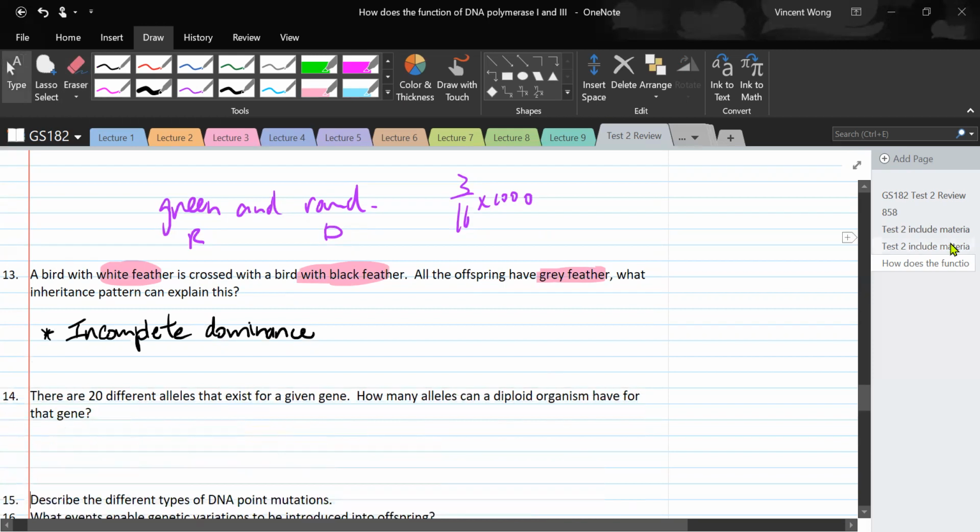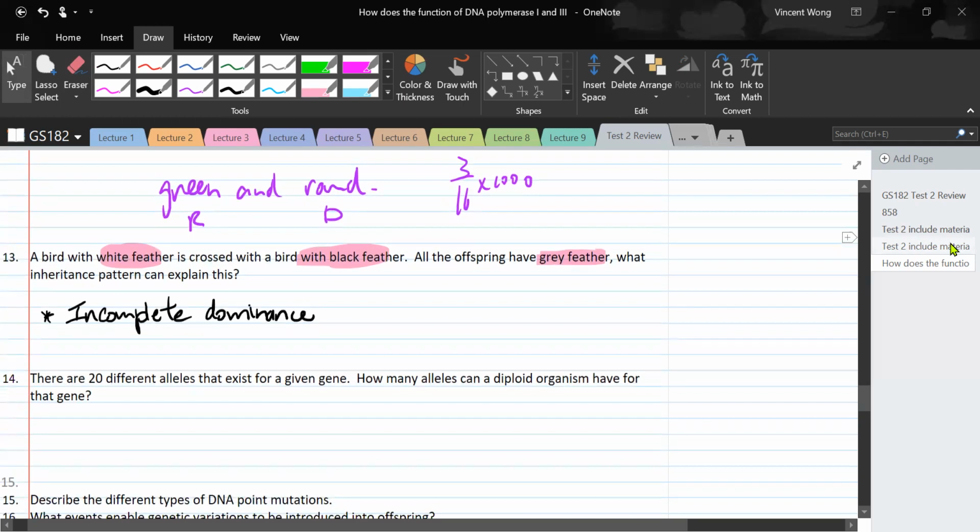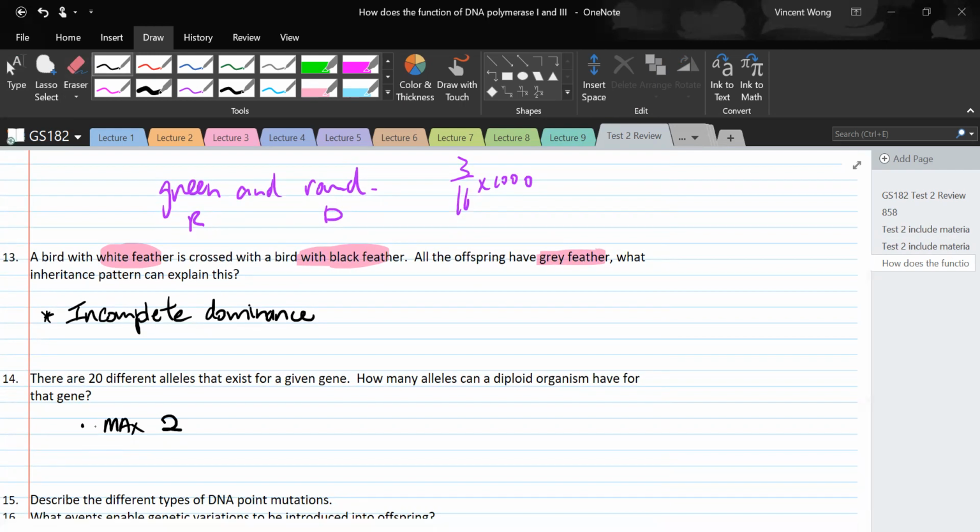There are 20 different alleles that exist for a given gene. How many alleles can a diploid organism have for that gene? Maximum 2, right? Diploid means you have 2 sets of chromosomes. So if you're homozygous, then you will have 1 allele, but if you're heterozygous, you will have 2. Doesn't matter. There are 20 out there. You only have 2 sets of chromosomes, so you can only have 2.